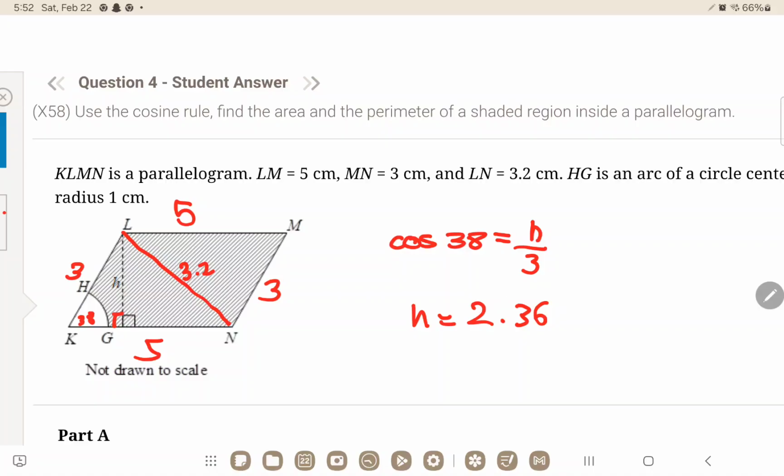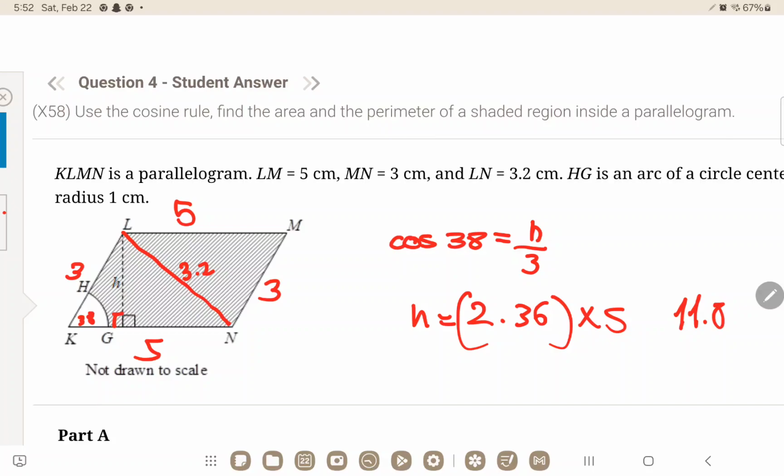And we know that the area of the parallelogram is height times base. So you take this number and multiply by 5. So you're gonna get that the total area is 11.8 or something like that.